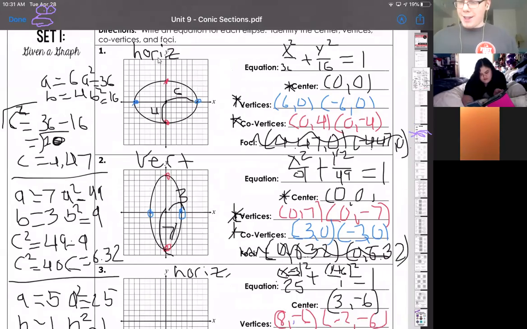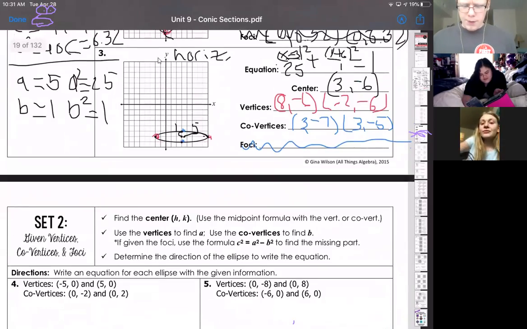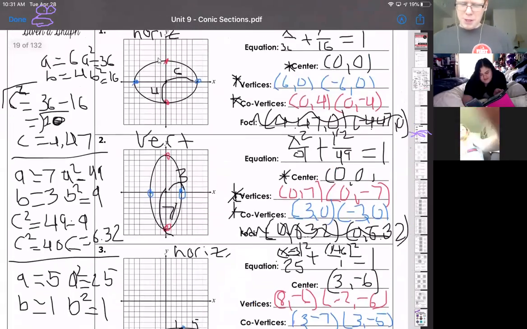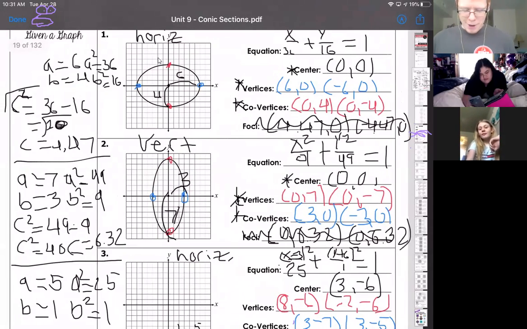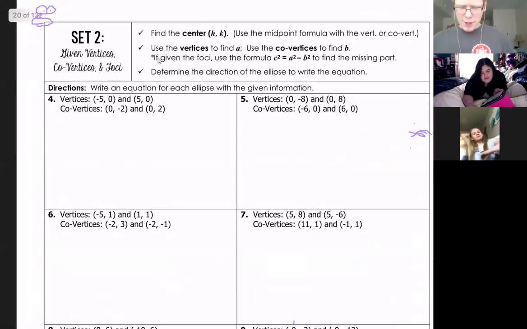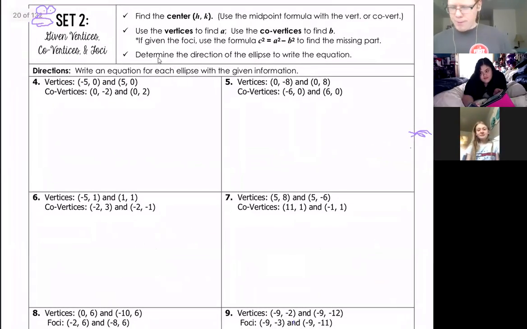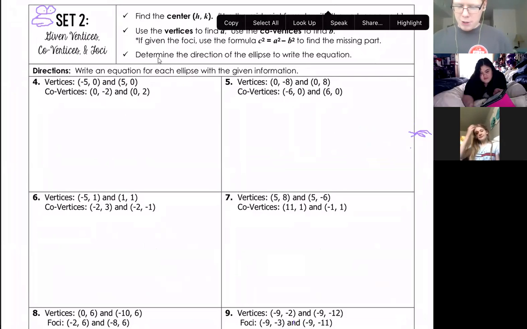So we'll look at the next page. But like I said, these first 3 examples are what you're going to see on your assignment. But let's look at these on the back. It's pretty similar, except they just don't give you a picture. They give you some pieces of information. So, for example, this problem, they tell you the vertices and covertices, and they want you to write an equation.